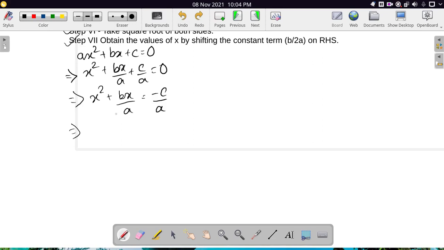So what we will do? We will write x square plus 2bx by 2a. This is our first step. We can write it like this because we just divided this expression by 2 and simultaneously multiplied the same expression by 2, so that the 2 and 2 get cancelled and we get this. We just did that.